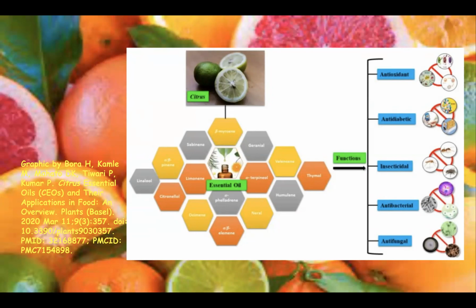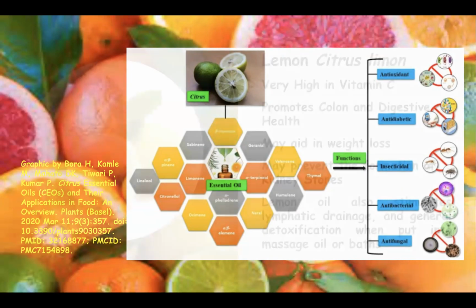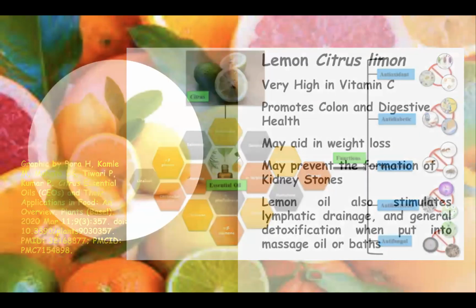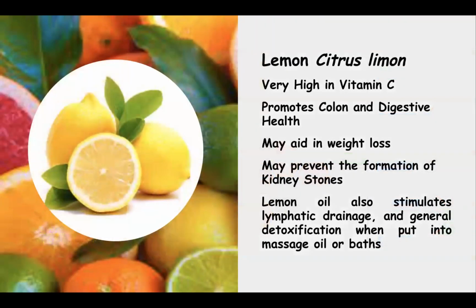fleas and bugs. They're also really powerful antibacterials. And they're also really good at getting rid of fungus. So really, really amazing things. So all citrus oils do that. So our first miscellaneous citrus is lemon, and Citrus limon is the botanical name.